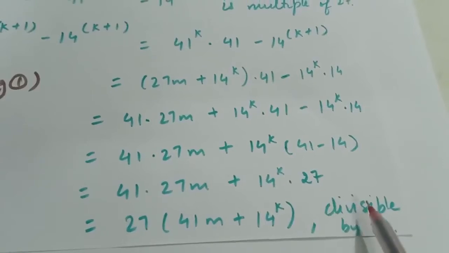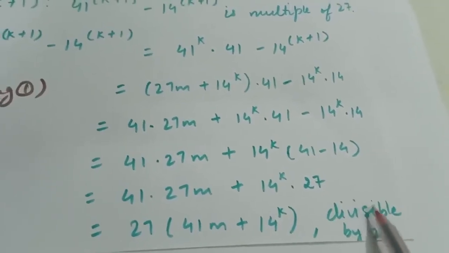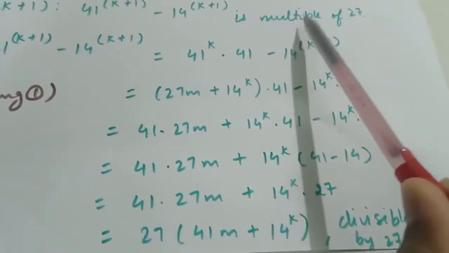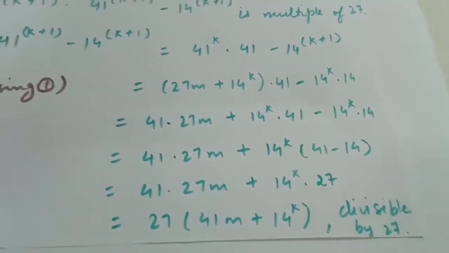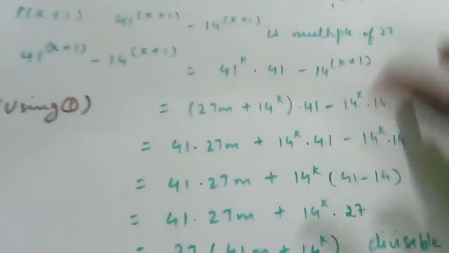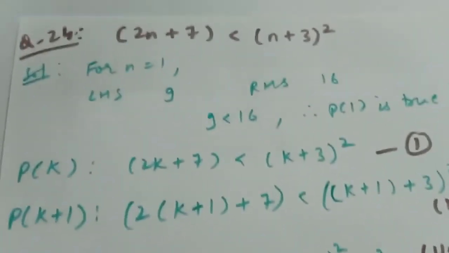In place of divisible, you should write multiple, right? Because in the question it is multiple. Clear this question? Now next is question number 24.